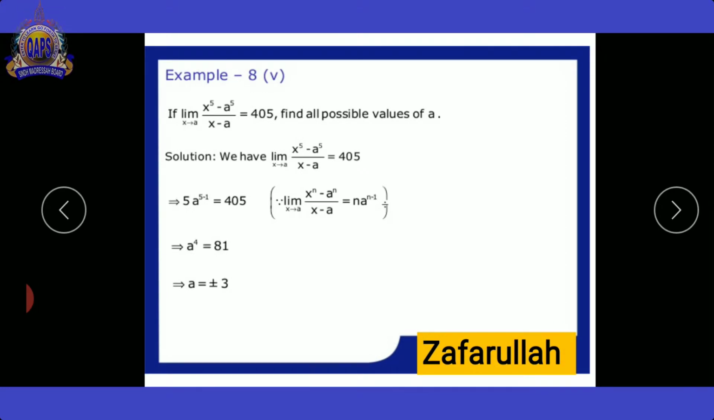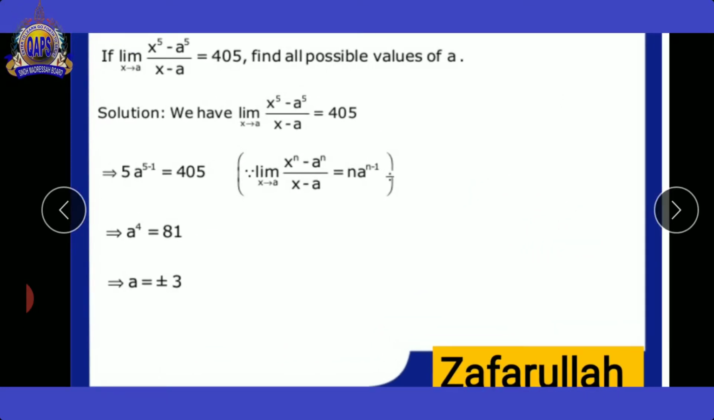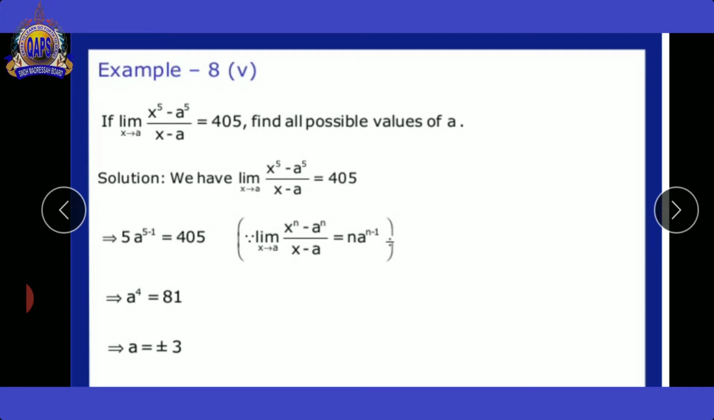Now in example number 8, part number 5, which is very close to the formula system, or depends on the formula system. Find all possible values of a. So limit x tends to a, the function x power 5 minus a power 5 upon x minus a is equal to 405. The result will be 405.